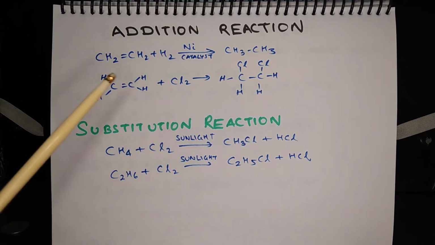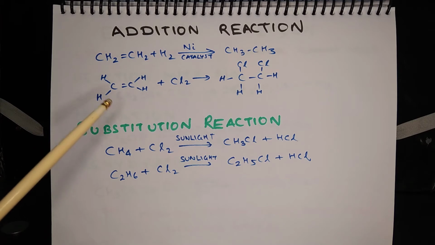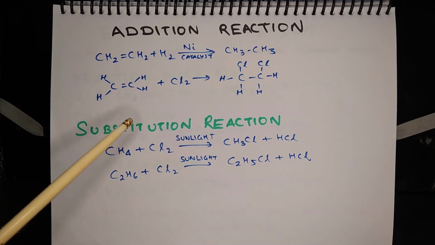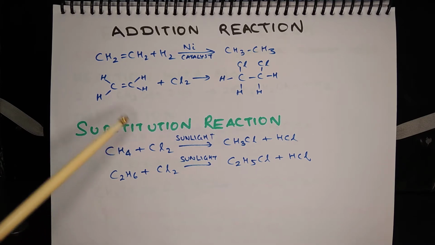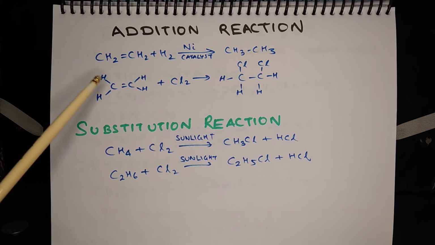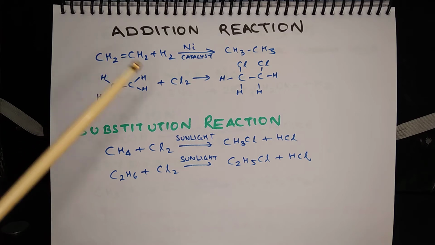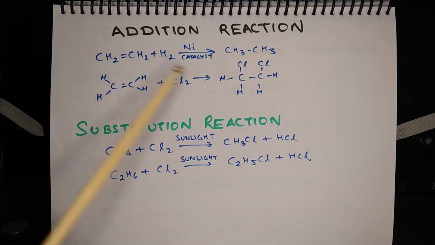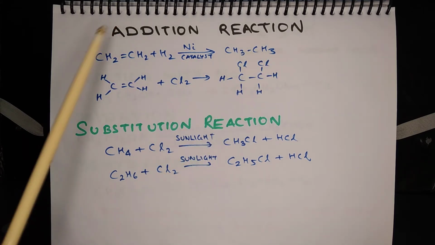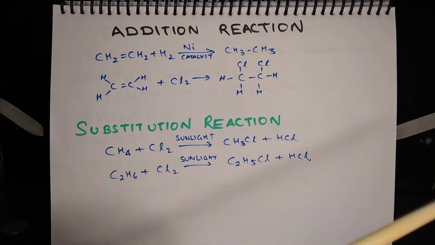Addition reaction. The unsaturated hydrocarbons have a tendency to add extra hydrogen atoms if proper conditions are given, so that they can become saturated hydrocarbons. So in this example, ethene, that is C2H4, is heated with hydrogen in the presence of nickel catalyst, then it gives C2H6. So ethene becomes ethane.